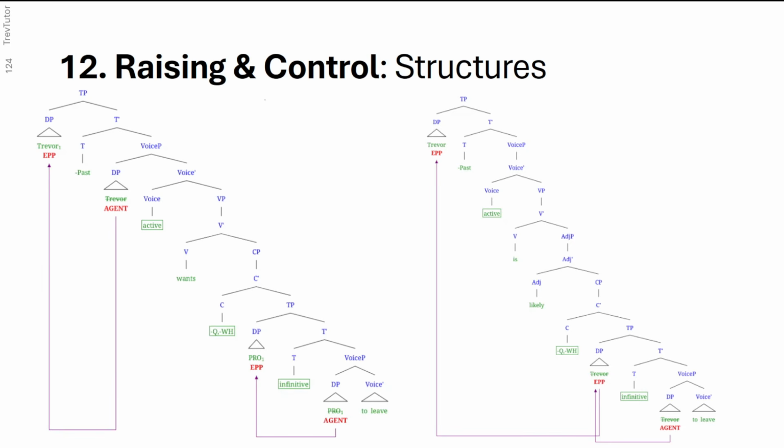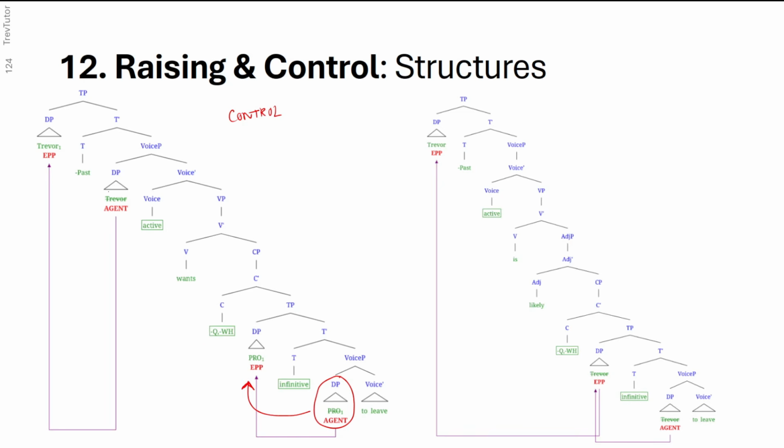On the left, we have our control case. So this is Trevor wants to leave. So the agent of to leave is Big Pro. It's being generated under the voice phrase. And then it is moving to the specifier of the TP for EPP purposes, because every clause needs a subject. Now it's going to stop here because it doesn't need case. It's just moving for EPP purposes, and it already has a thematic role. So that movement is done.